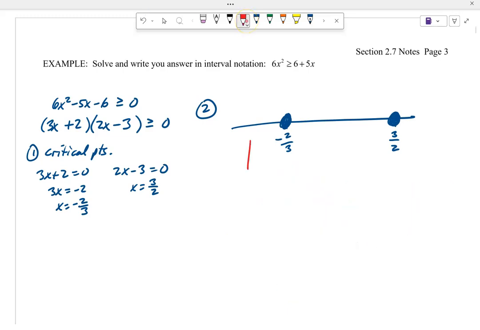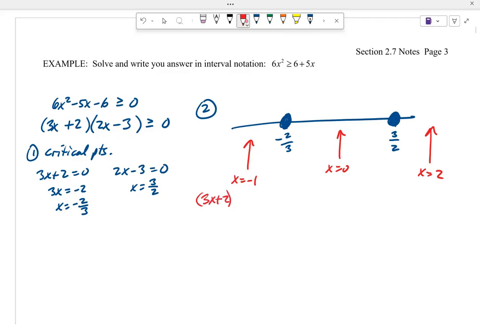So I'm going to test something to the left of negative 2/3. I would test negative 1. Something between a negative and a positive, I would test 0. Something to the right of 1.5, I would test like maybe a 2. I'm going to test these one by one.